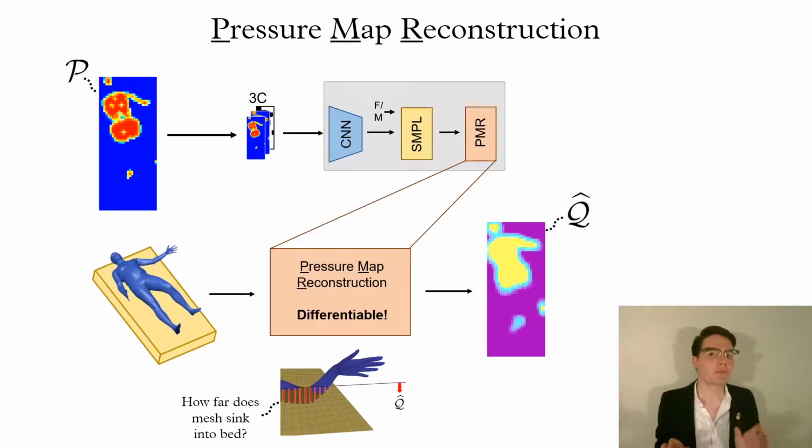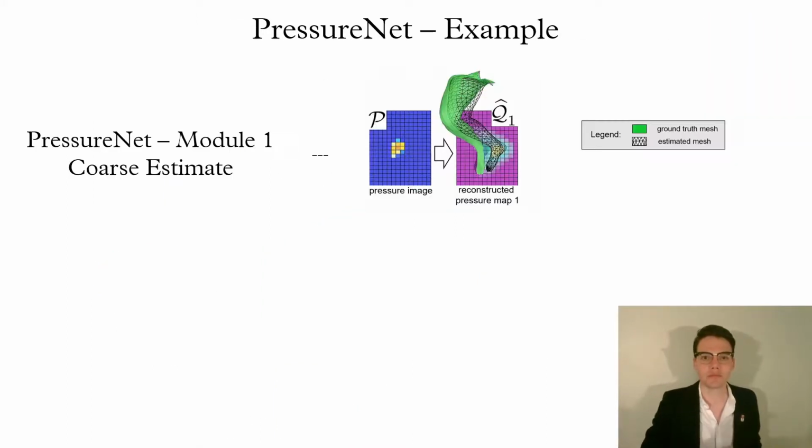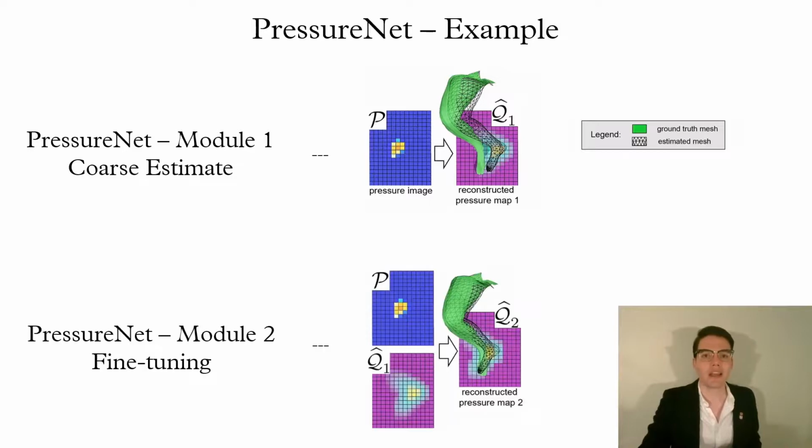PMR stands for Pressure Map Reconstruction. This component differentiably reconstructs pressure maps, which promotes consistency between the input and the output. We have released the code for PressureNet along with our best trained model. Here we show PressureNet in action. The first stage computes a coarse estimate which doesn't quite match up with the ground truth. Then, based on the spatial residual between the original pressure image and the reconstructed one, Module 2 fine-tunes.